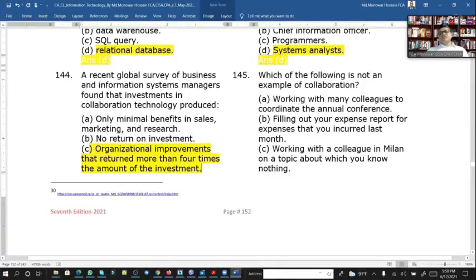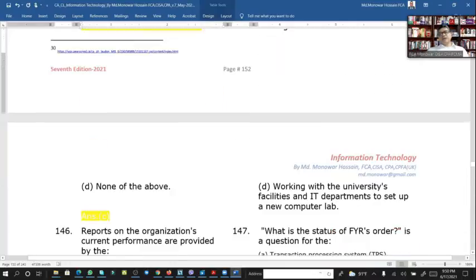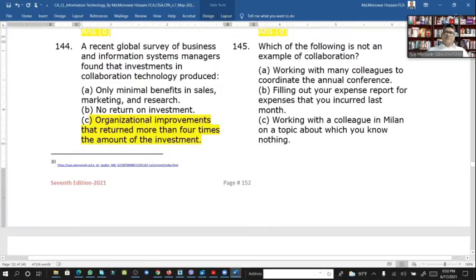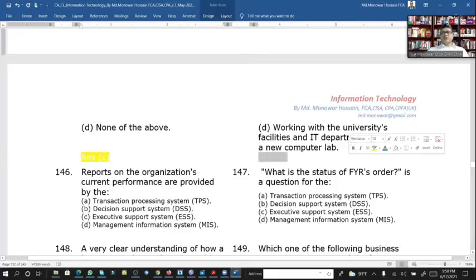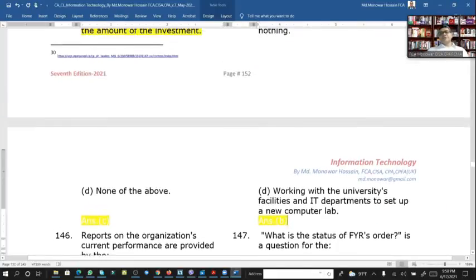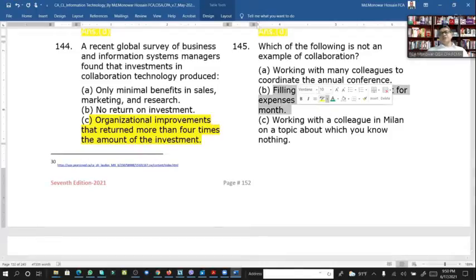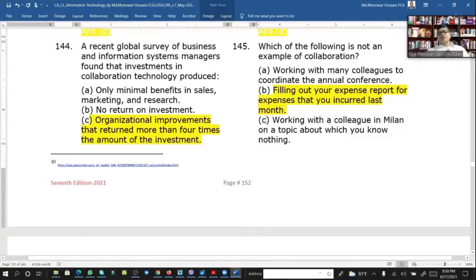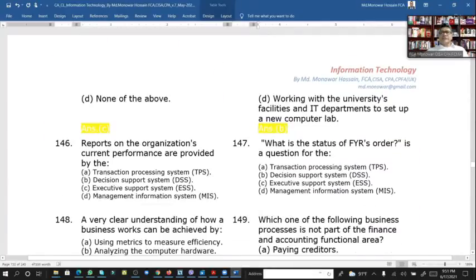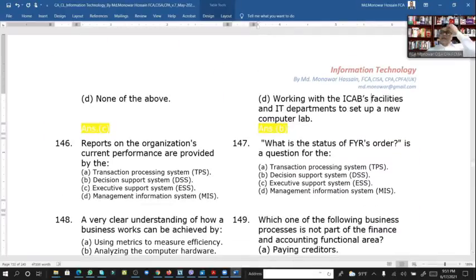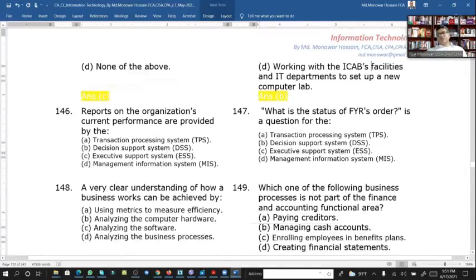Which of the following is not an example of collaboration? Here, 4 items: 3 are within collaboration, but 1 is not related. That unrelated one is B. The other things, working with many colleagues to coordinate an annual conference, are collaboration. Working with a colleague to talk about something you know nothing about is also collaboration. Then working with the ICT facility, the IT department, on a new computer lab is also collaboration.